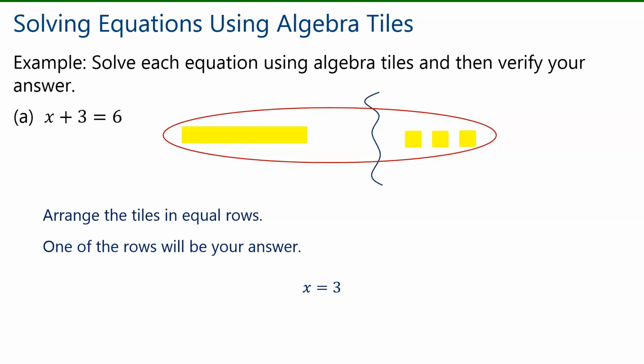Now the question also wants us to verify. So let's go ahead and replace x with 3 in the equation. So we have x plus 3. Replacing x with 3, we just get 3 plus 3, which is 6. Now if you look at the equation, that's what we have, so that means we are correct.